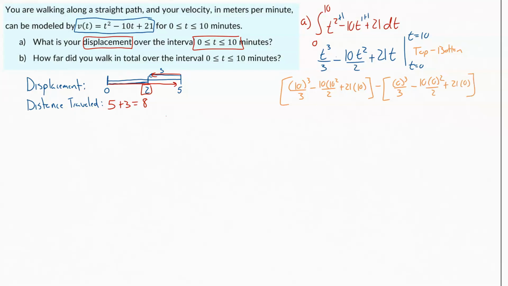Then we toss all that into the calculator, and out of there you're going to see that your net displacement, how far you moved from your starting position, was 130 over 3 meters. So that's saying that over that time interval from 0 to 10, you might have moved forward, you might have moved backward, but your displacement from your starting position was only 130 over 3 meters.